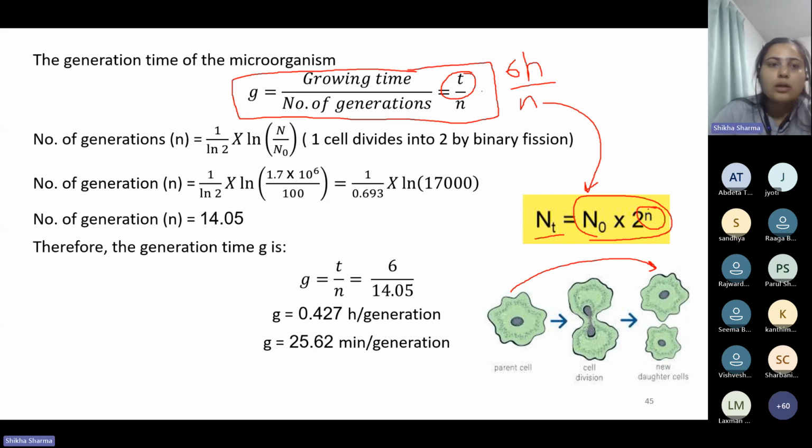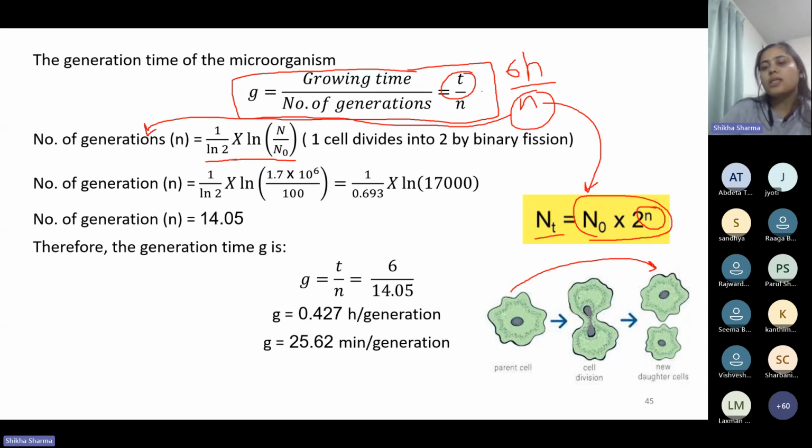So like this it is increasing its population. Here we don't know n in this formula, so we are calculating the value of n. So the number of generations n is equal to 1 upon ln2 times ln of N by N naught. We take ln2 because one cell is dividing into 2 by binary fission, and N is the final population, which is 1.7 into 10 to the power 6, divided by the initial population, which was 100.